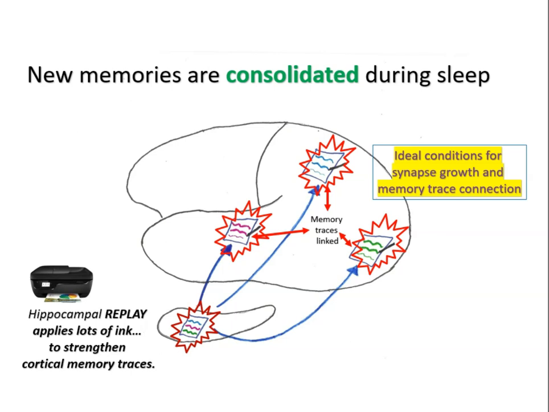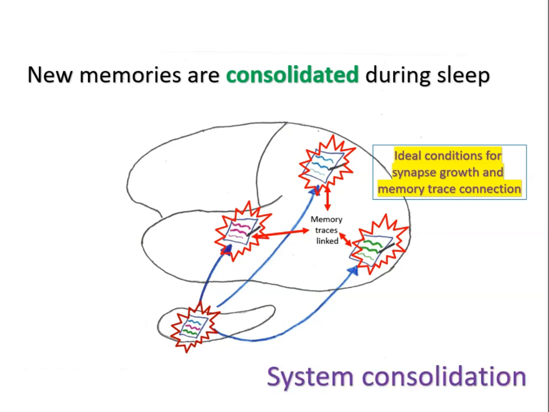And then, when we go to sleep, our memories of the day's learning are consolidated. So the hippocampal memory traces are reactivated, and the information is flowing in the reverse direction up to the cortex to strengthen those cortical memory traces. Using our metaphor, it's as if the hippocampus is replaying these memories to apply more ink to strengthen those cortical memory traces. Now, sometimes this process is called system consolidation, meaning that there are multiple brain regions involved in this memory processing event.